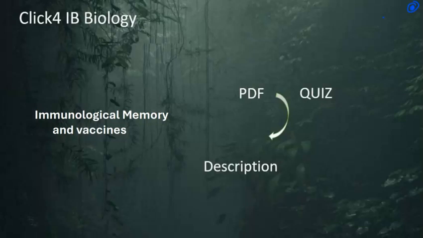We're in C3.2. We're studying the defense against disease. And in this particular video, we're going to be looking at immunological memory and how that links to the process of vaccination, the use of vaccines.